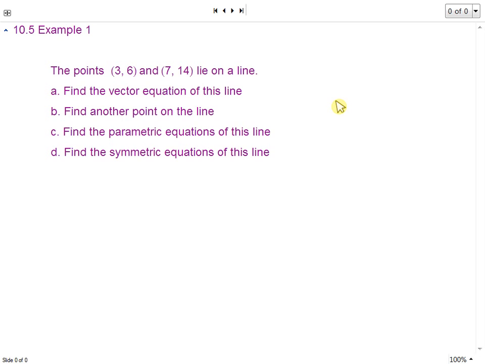Do y'all have that? Yeah? You're looking at your notes kind of crazy there. You okay? Okay.